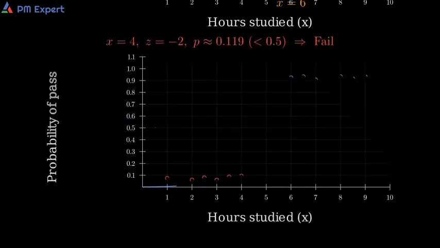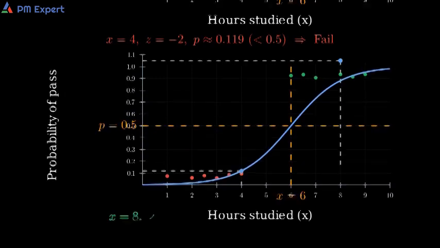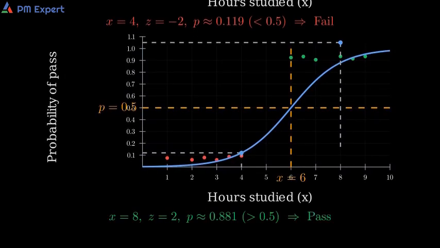At 8 hours, z equals -6 plus 1 times 8, which is +2. So p equals 1 over 1 plus e to the -2, which is about 0.881. That is greater than 0.5, so we predict pass.